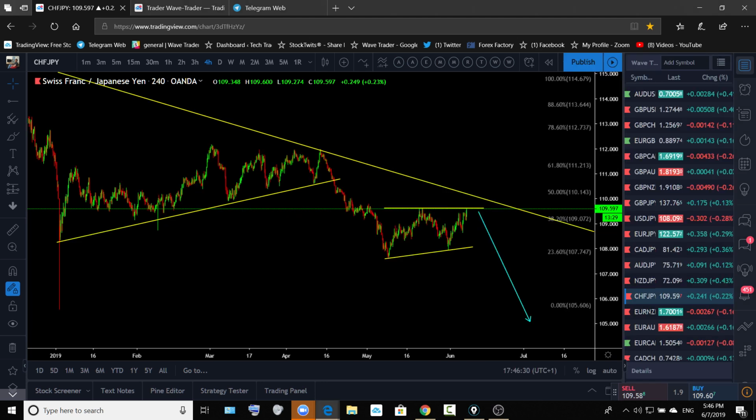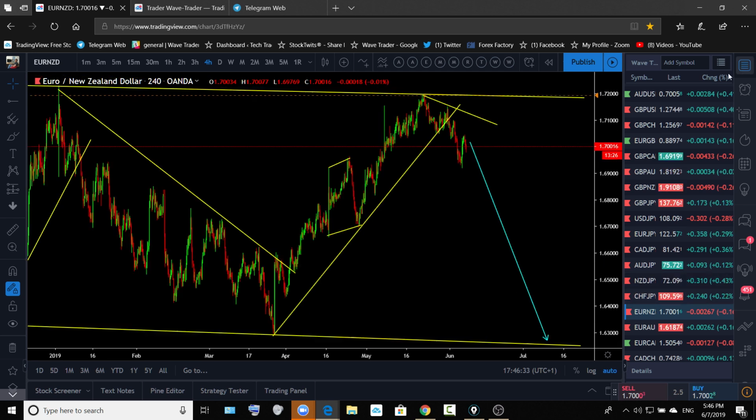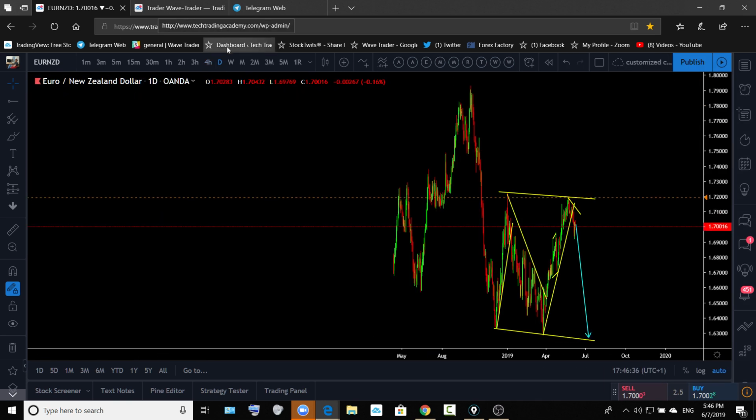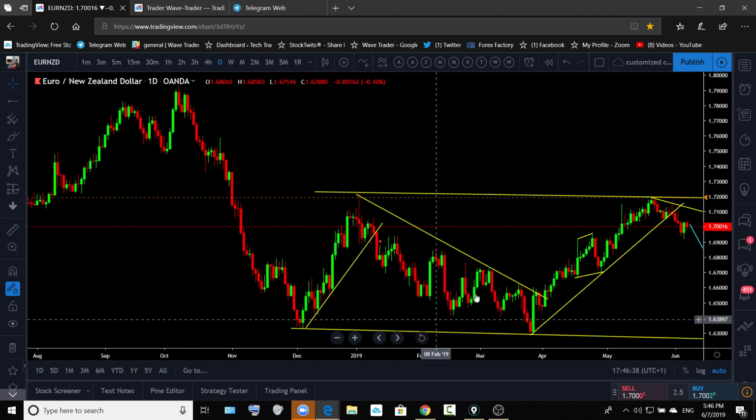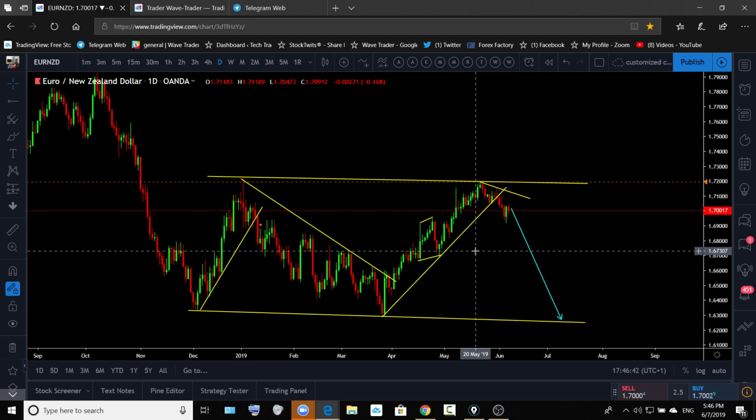All right. Euro New Zealand dollar is the chart to watch for the next coming weeks. Okay, so it started to go lower slowly. Yeah, so the ECB did not help the euro to get weaker.